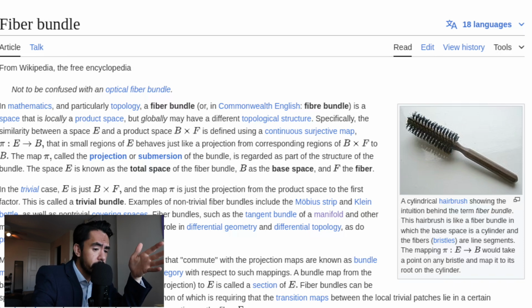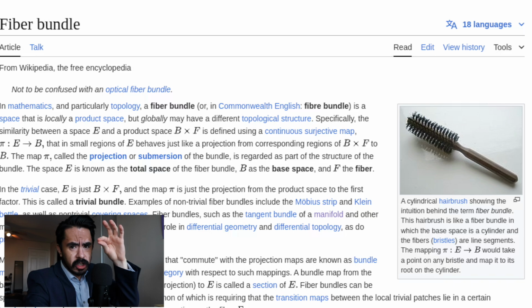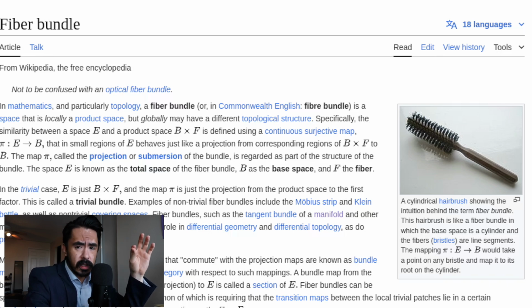So we have this picture of a cylindrical hairbrush showing the intuition behind the term fiber bundle. This hairbrush is like a fiber bundle in which the base space is a cylinder and the fibers, the bristles, are line segments. So when you think of a fiber bundle or a line bundle, you imagine your curve itself is the handle of the hairbrush, and all of the tangents are the collections of bristles that we are then referring to with the concept fiber bundle, line bundle.